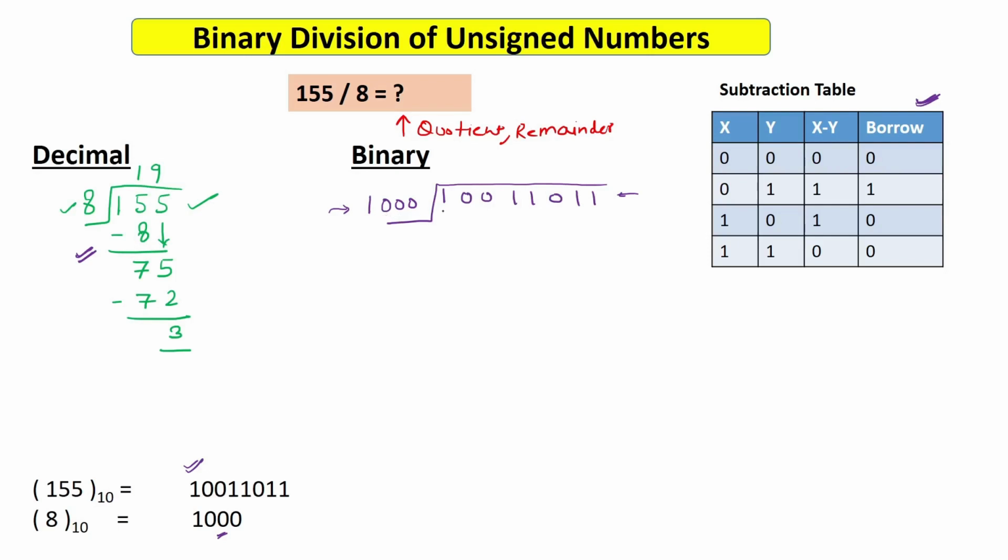So what will happen here? These are the 4 bits. Here you have to first see the first 4 bits. Now you will see that these are 1001. So this 1001 is actually greater than this 1000.